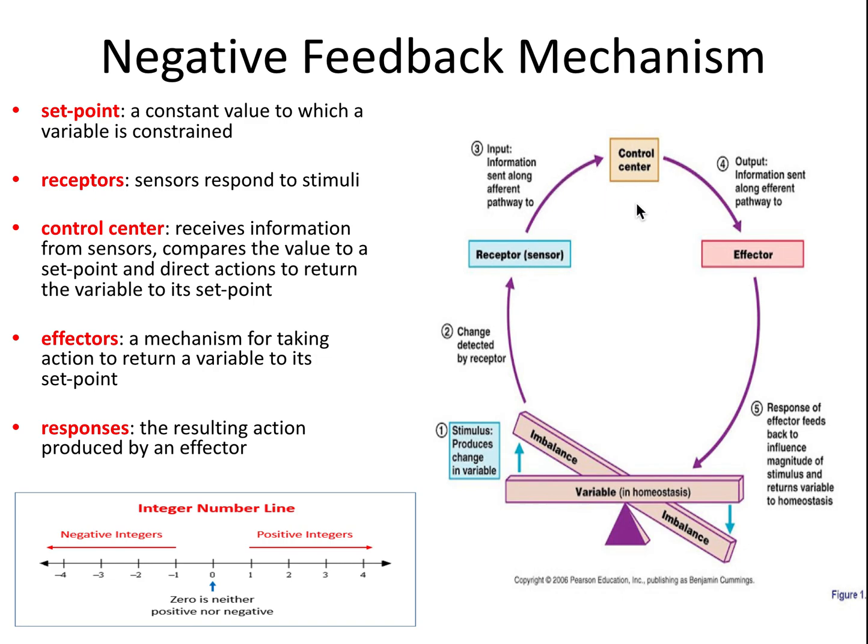The receptor is the sensor that takes in this stimulus, and it's going to send a message to the control center. The control center receives this information, and then it sends out an effector. An effector is a mechanism for taking action. They're the ones that return that variable, usually through a hormone, back to its set point. So it releases something, maybe a hormone, and that brings us back to homeostasis. So it's a negative feedback loop. Positive in the sense of the effect increasing, but then decreasing back to zero.